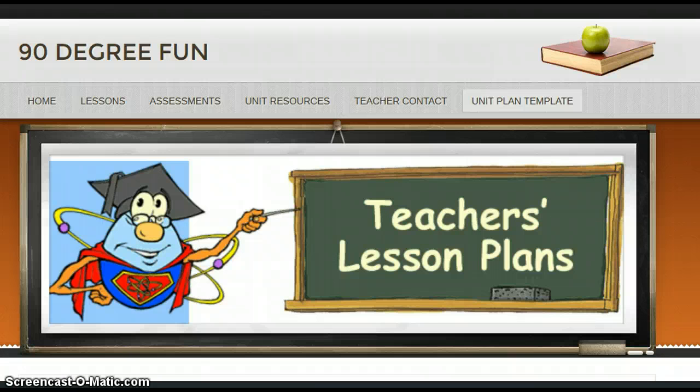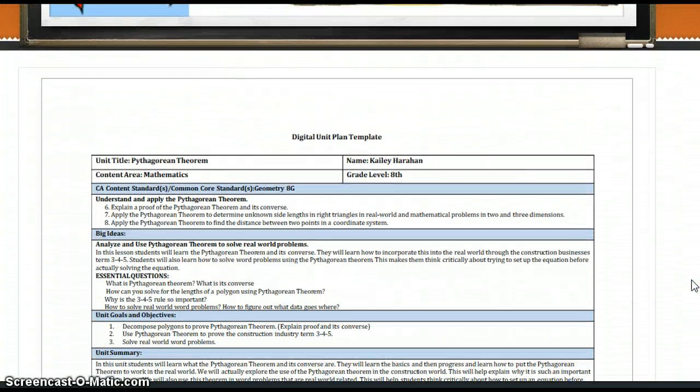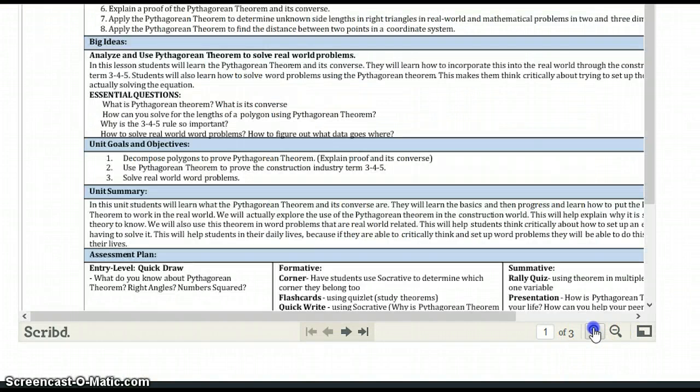The last page I want to discuss with you is my unit plan template. This is just the summary of everything that I just discussed. It's a digital unit plan template. I know it's kind of small because of the slideshow, but on the actual website you are able to zoom in and out and flip through the pages, as you can see right here.